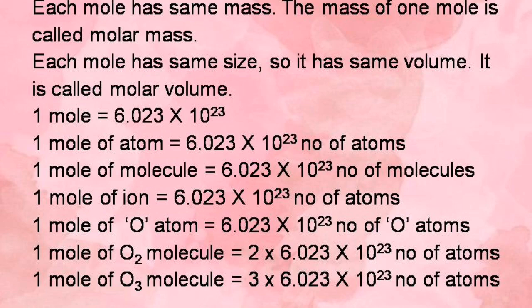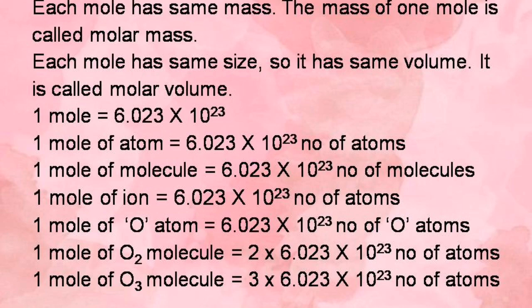For example, 1 mole of oxygen atoms, how many oxygen atoms does it contain? 6.023 into 10 power 23 oxygen atoms. 1 mole of oxygen molecules, O2, contains 2 into 6.023 into 10 power 23 atoms, because each molecule contains 2 oxygen atoms, so we have to multiply by 2. To find how many atoms a molecule contains, we have to see how many atoms the molecule has, and afterward multiply by that number.